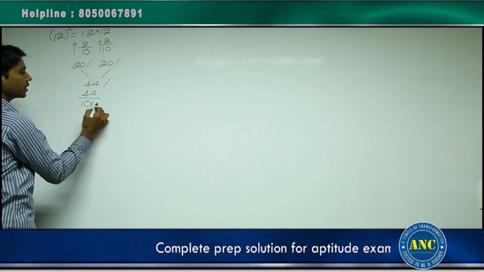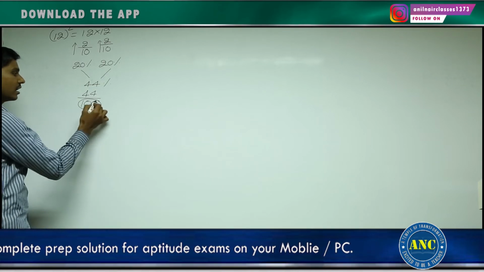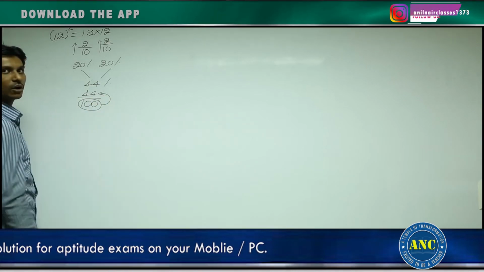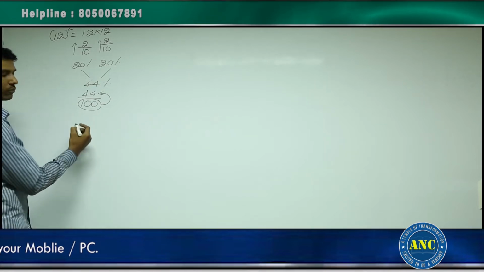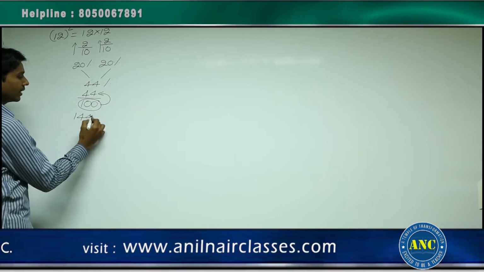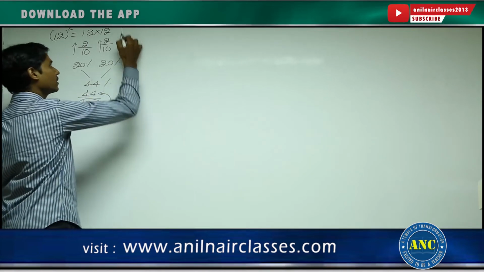44% is nothing but 44 by 100. What is the meaning of 44 by 100? From 100 there is an increase of 44. From 100 if I increase by 44, what should be the value? 144. That is the reason 12 square is nothing but 144. Clear with the first example? Next. Second one. See here.